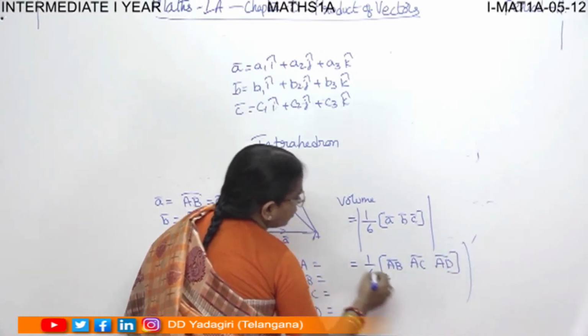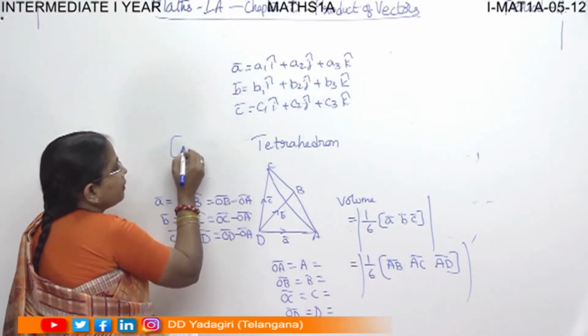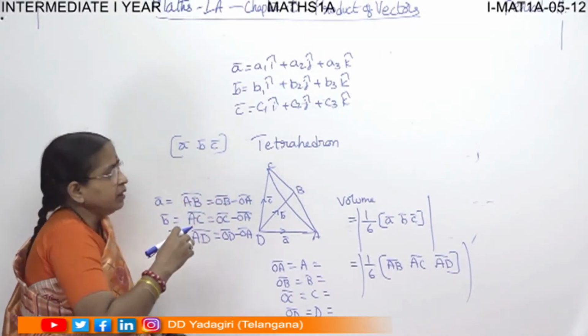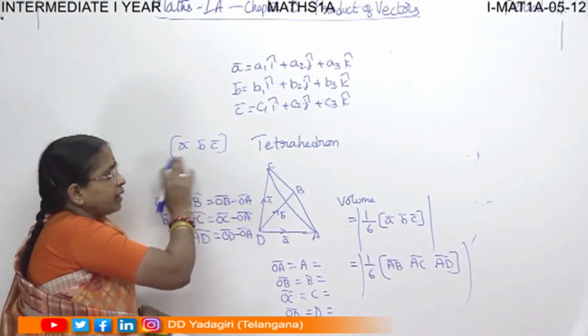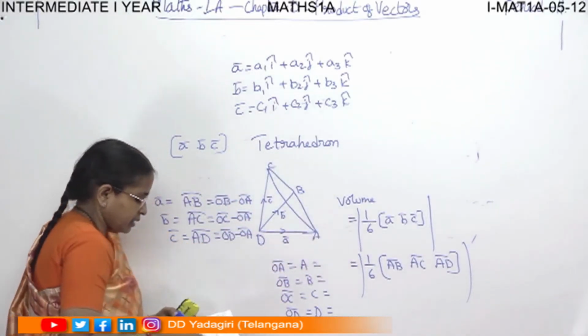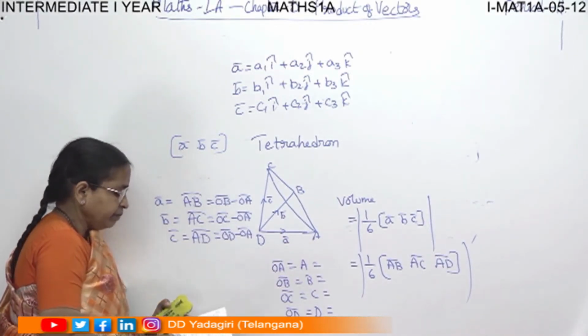So you have learned about the volume of a parallelepiped. Volume of a parallelepiped is just box ABC, and A, B, C are the 3 coterminous edges of the parallelepiped. Now for a tetrahedron, 1 by 6 box ABC is the formula.